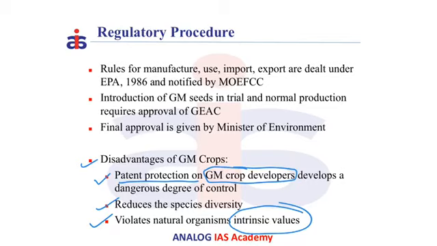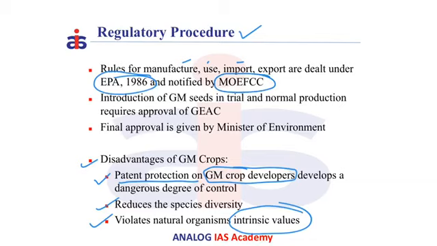Now let us look into the regulatory procedure. The rules for manufacture, use and import-export are dealt with under the Environment Protection Act of 1986, and these are notified by the Ministry of Environment and Climate Change. The procedure goes like this.